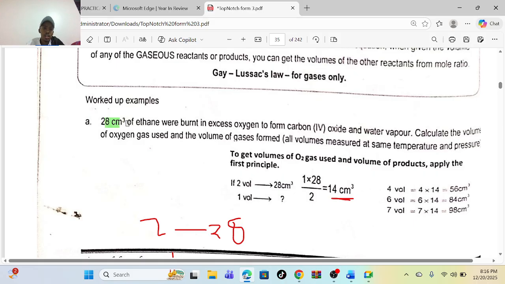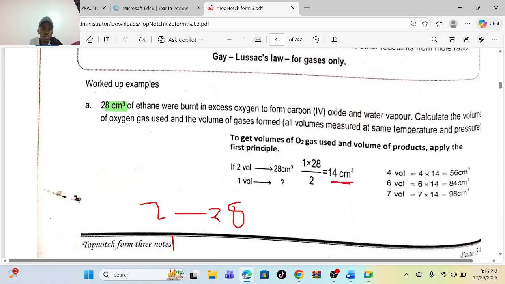This question one. For Gay-Lussac's law, you first of all write the equation. As usual, whatever you are given, you write the equation. So what do you write? The equation. After you write the equation, you balance. You write the equation first step. Second step, you balance. So let's go to this question.